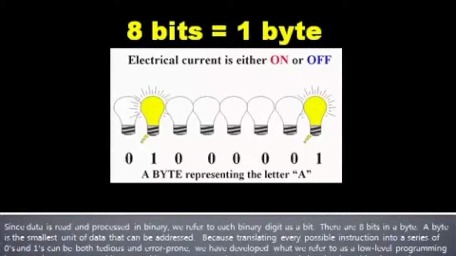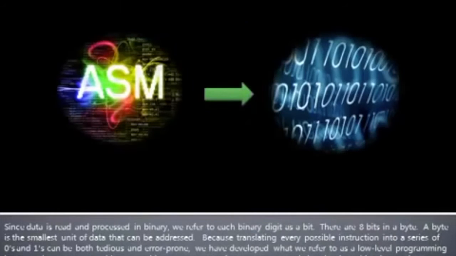Because translating every possible instruction into a series of zeros and ones can be both tedious and error-prone, we have developed what we refer to as a low-level programming language known as assembly. Assembly uses a mnemonic to represent each low-level machine instruction or operation. It is converted into machine code by a program known as an assembler.